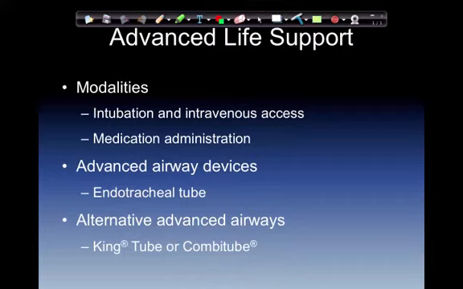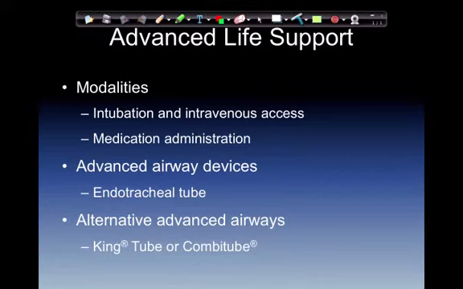Advanced life support modalities. Whenever we bridge to an ALS or advanced life support mode, we need to provide intubation and IV access, and then we're going to administer medications. Airway devices should be endotracheal tube placement. If you cannot verify the endotracheal tube by other means, then maybe you should go down to a supraglottic airway. Even a basic airway is functional if you can control the airway. Advanced airway devices like an endotracheal tube, there are alternates to those advanced devices like a King or a Combitube.